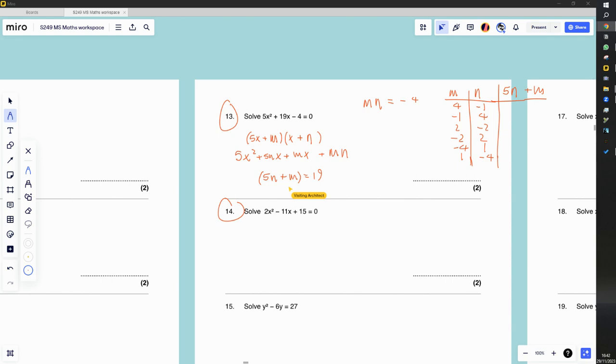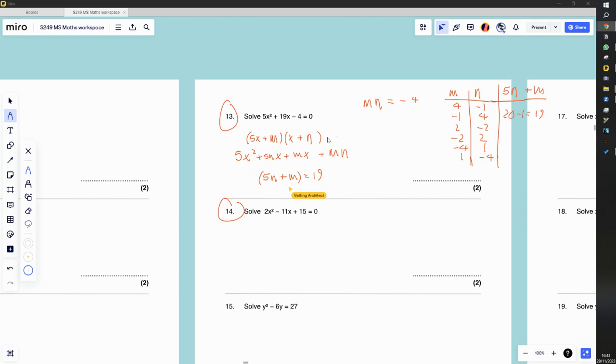So the answers are going to be minus 1 and 4, because 5n is 5 times 4, so that's 20, and then plus 1, which is in this case plus negative 1, or just minus 1, that gives us 19. So that's the option. Now what? So we've got our values for m and n.